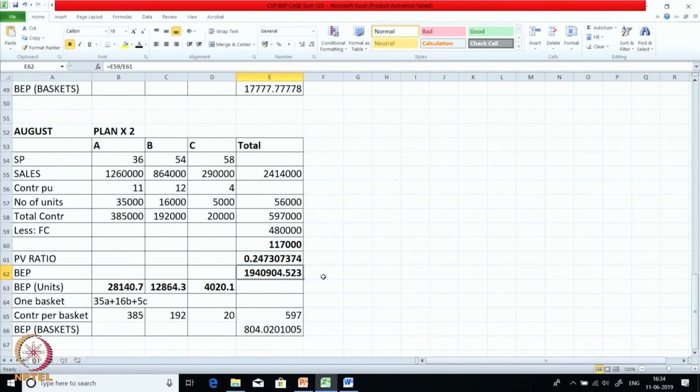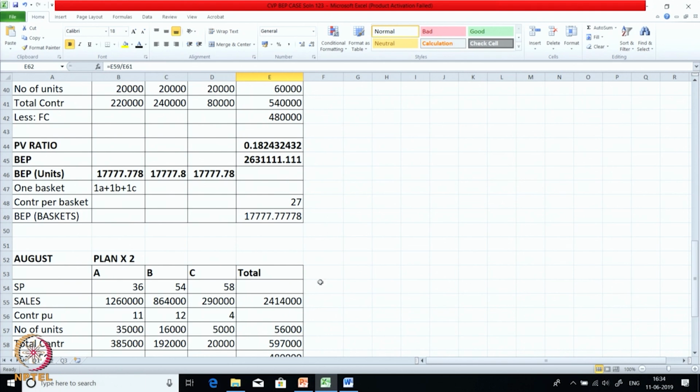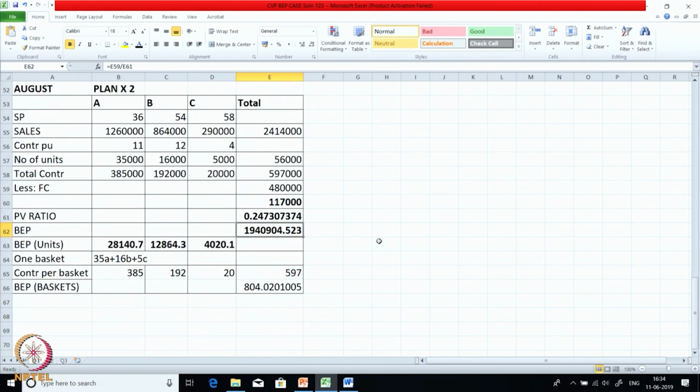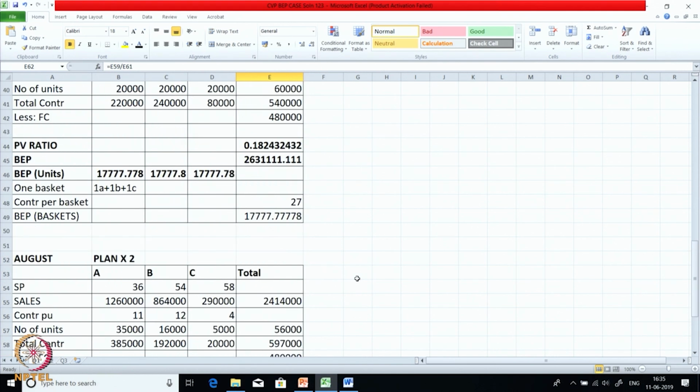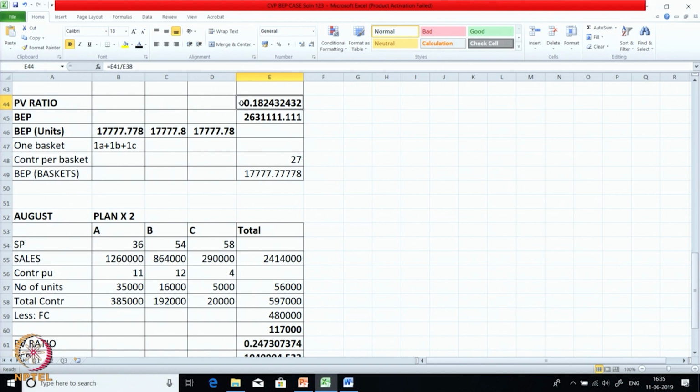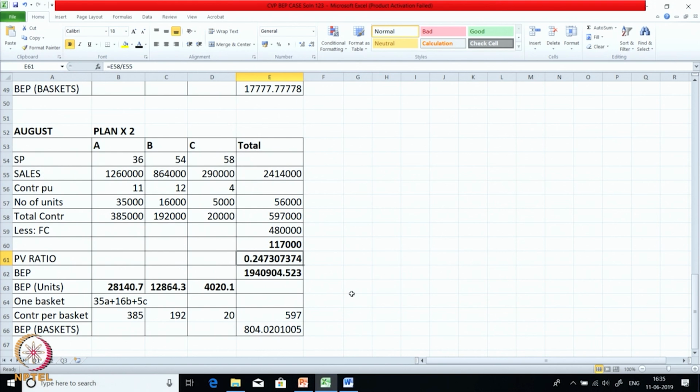Now try to compare the two mixes X1 and X2. The question is, if these 2 months sales are treated as 2 sales mix, which mix is better? Do you prefer X1 or do you prefer X2? What is your answer? See, X1 your BEP is higher, X2 your BEP is lower. What do you prefer? More BEP or less BEP? I think every company wants lower BEP. So, naturally they will prefer X2, but that is not the only reason. You can also compare PV ratios. What do you get? PV ratio is 0.18 and it has significantly improved to 0.24. So, you are able to have more margin in X2. So, you will prefer X2.